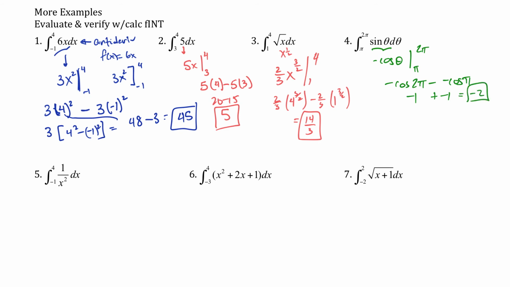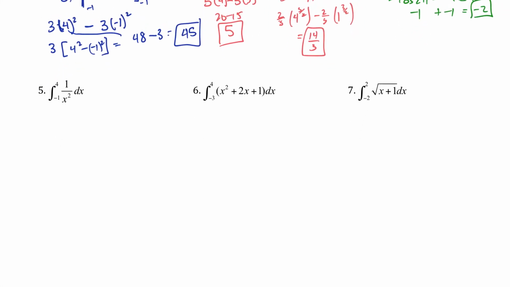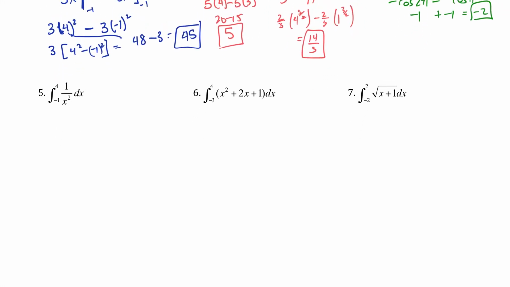Moving right along, we've got this one over here, and we have the integral from negative 1 to 4 of 1 over x squared. So we will go like this, x to the negative 2 dx, right? Take the antiderivative there. That's going to be x to the negative 1. So this will be negative 1, x to the negative 1 on the bounds from negative 1 to 4. All right, so I put that in.